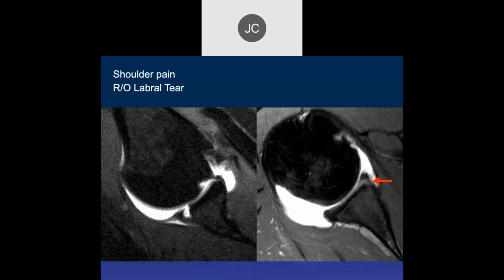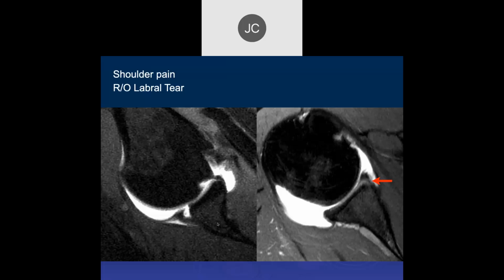ABR view. Okay, so anteriorly, I think we see some fluid. It's flipped around when you go to the ABR view. Right. So this is the anterior labrum. This is the anterior labrum. Right, so anteriorly we see fluid undercutting the labrum.